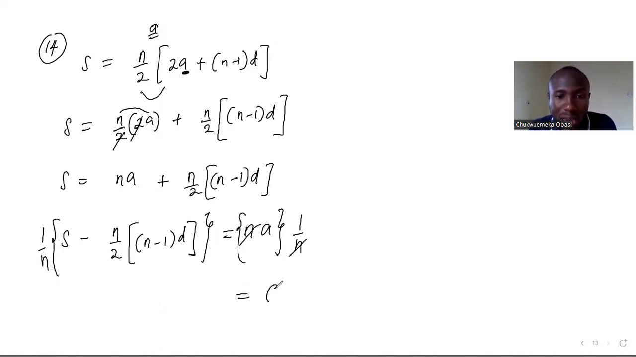So I have a as the subject right now. So this 1 over n multiplies this term. So you have x over n minus, this n cancels out here.